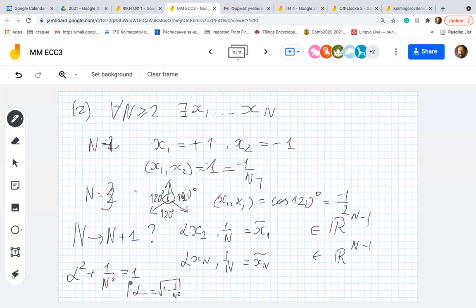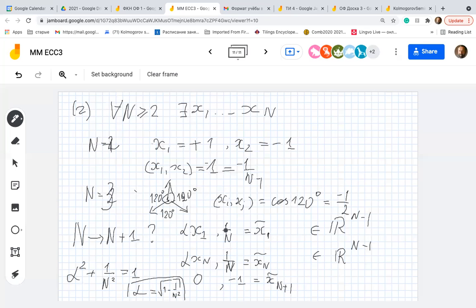So let's fix this alpha, and then transform the given xi's in that way, that is, multiplying them by this constant alpha and adding 1 over n as a new coordinate. We will obtain n new vectors which now live in R^n. And as a new vector, we consider the vector which has 0 in all the previous coordinates and minus 1 in the new coordinate. This will be tilde x n plus 1. And that finishes the construction.